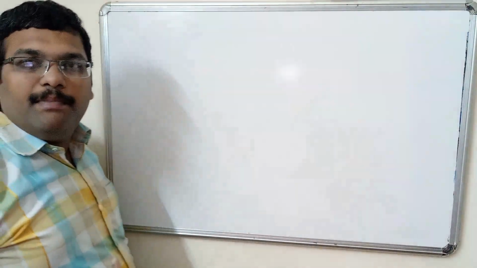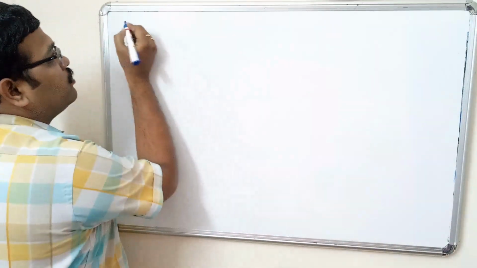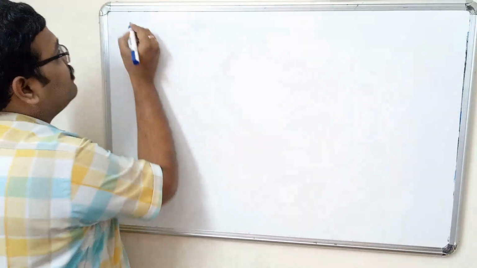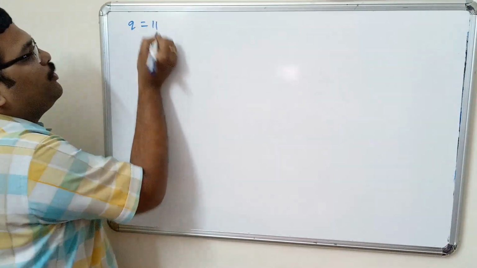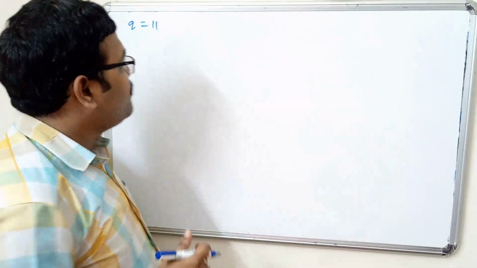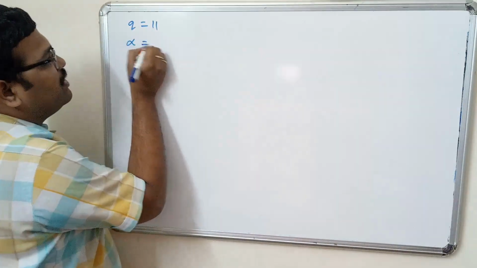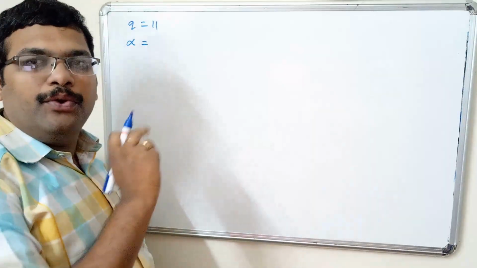So now let us see the example for the RSA algorithm. First I have to consider the prime number, which is q. Here I am considering q as 11, which is a prime number. Now in the second step I have to consider alpha, which is a primitive root of q.